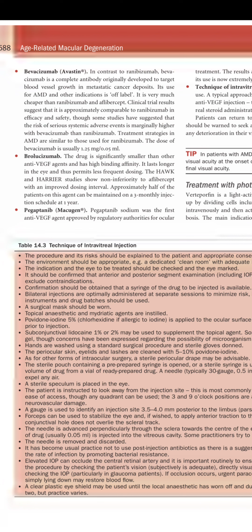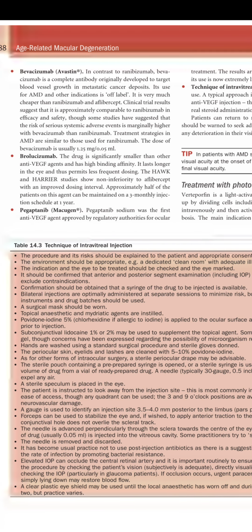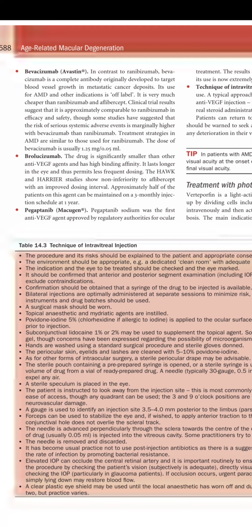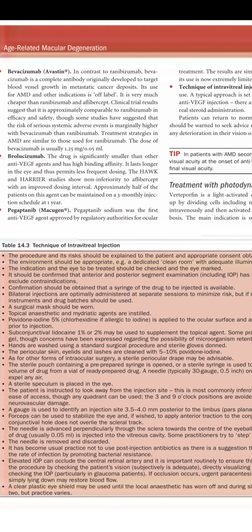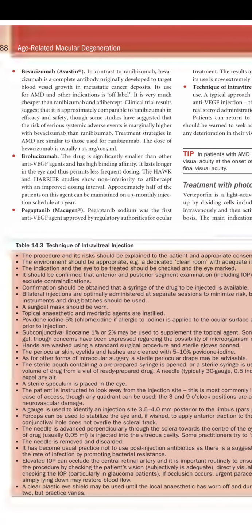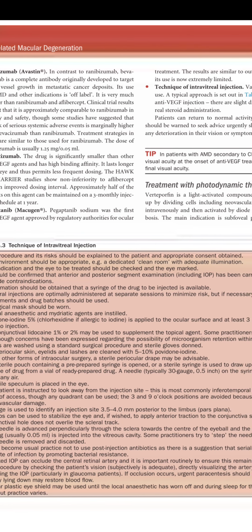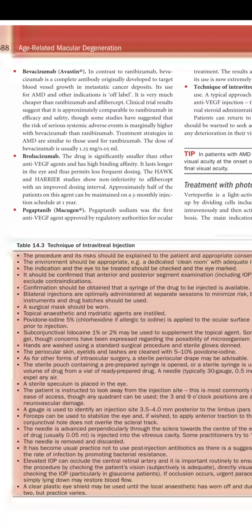Topical anesthetic and mydriatic agents are instilled. Povidone iodine, or chlorhexidine if allergic to iodine, is applied to the ocular surface and at least 3 minutes allowed prior to injection. Some conjunctival lidocaine 1% to 2% may be used to supplement the topical agent. Some practitioners prefer lidocaine gel, though concerns have been expressed regarding the possibility of microorganism retention within this.